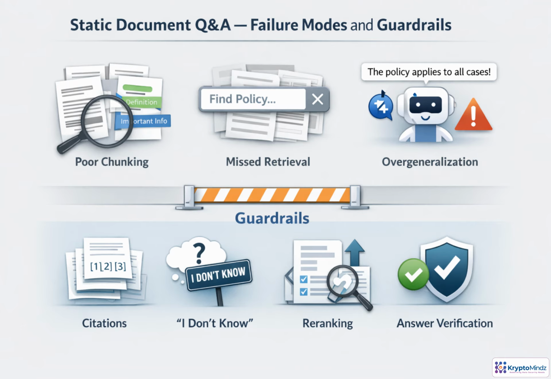Even with a fixed document set, RAG can fail quietly. Bad chunking may separate a rule from its exception. Retrieval may miss the right page because the user used different wording, and the model may confidently stretch beyond the evidence. Production systems need guardrails: require citations, allow "I don't know," re-rank retrieved passages, and verify the final answer against sources. The goal is not just to answer, but to prove the answer is grounded.